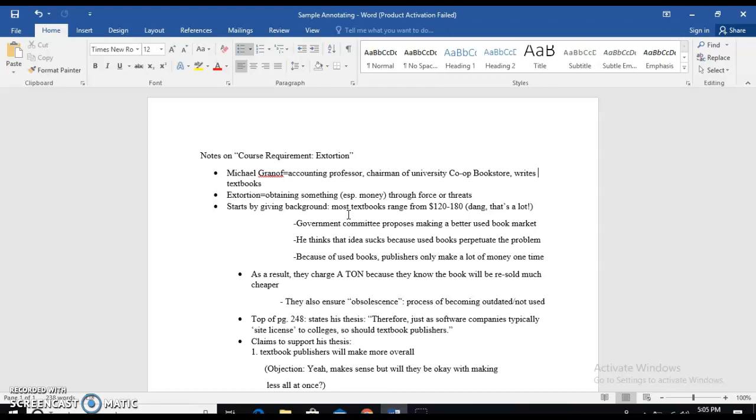But again, he thinks that idea sucks because used books are actually perpetuating this problem. They're the reason why publishers charge so much money for textbooks the first time they sell them, because they know that those books are going to be sold later for a cheaper price. So they try to gouge you in the very beginning.